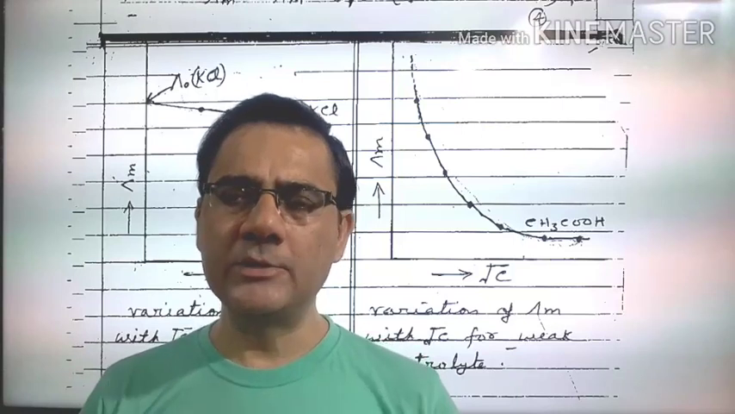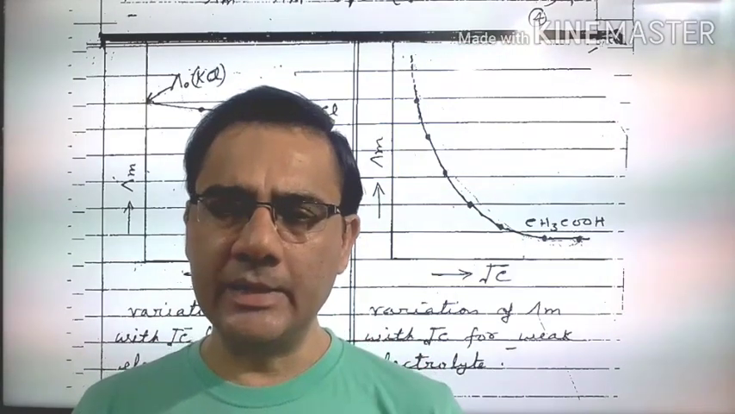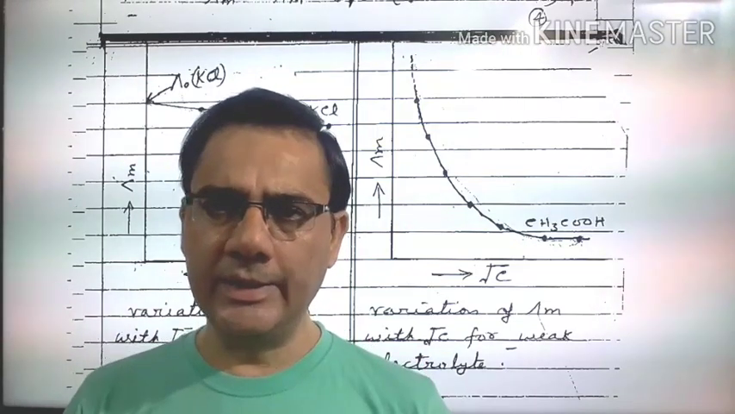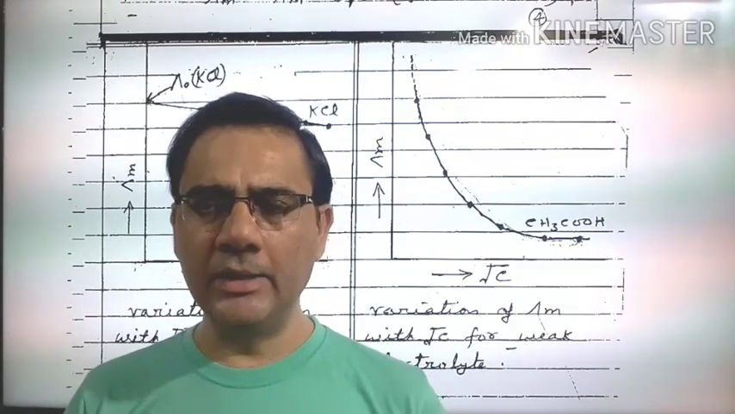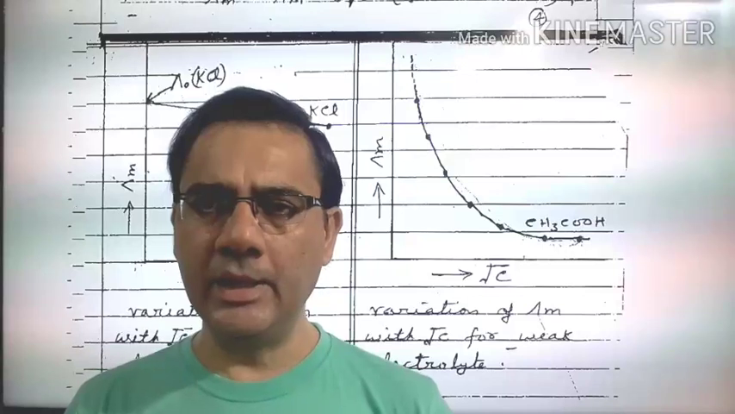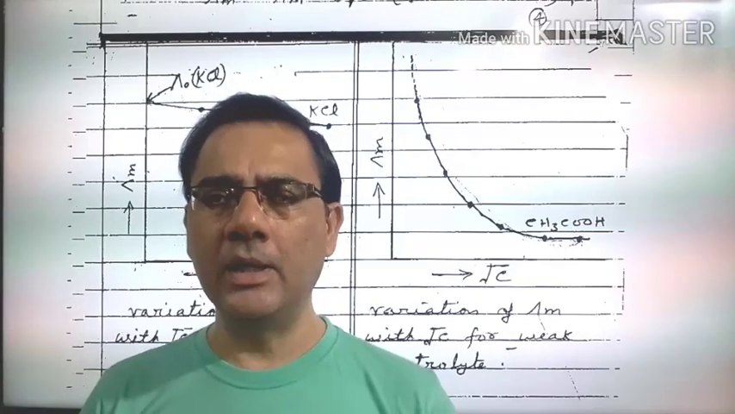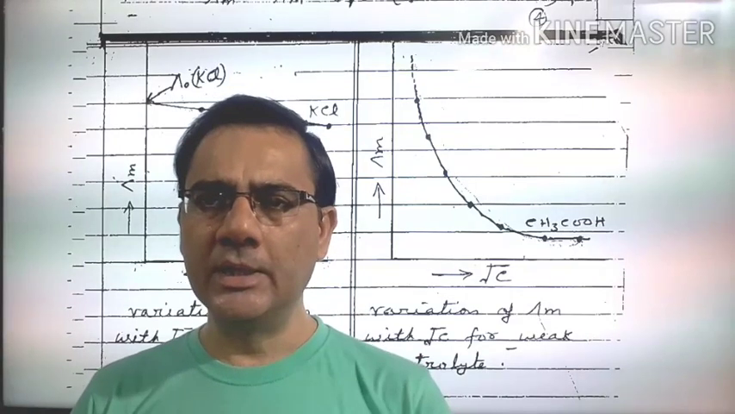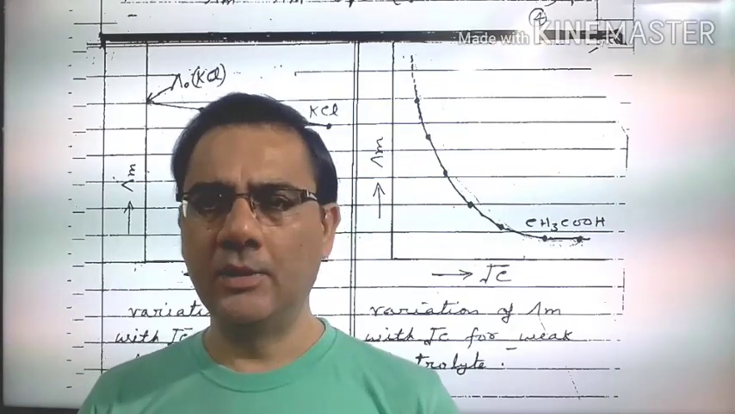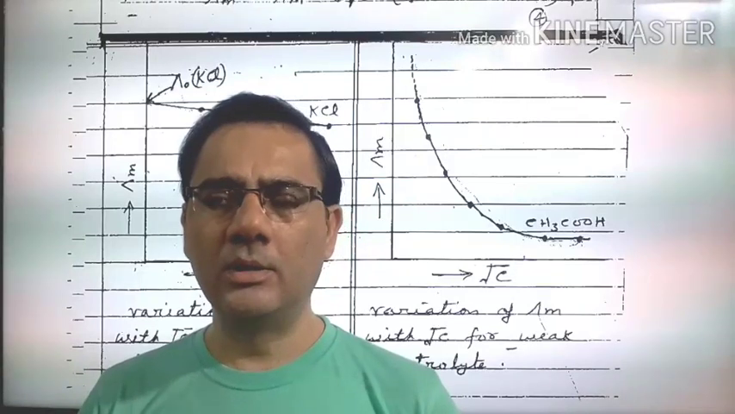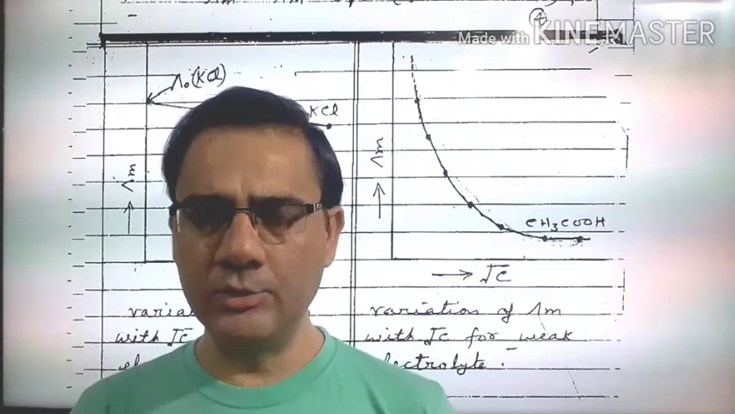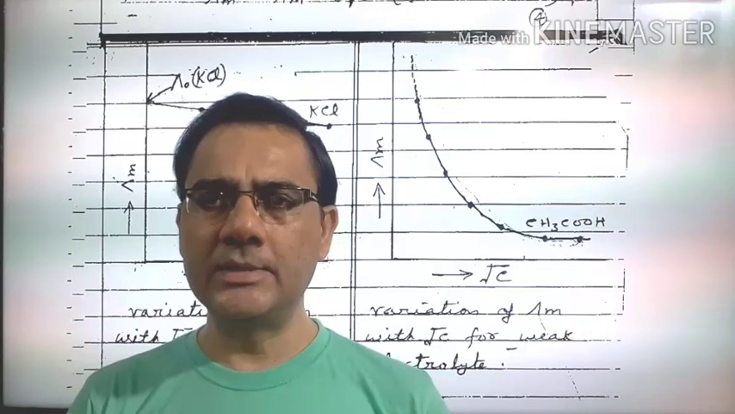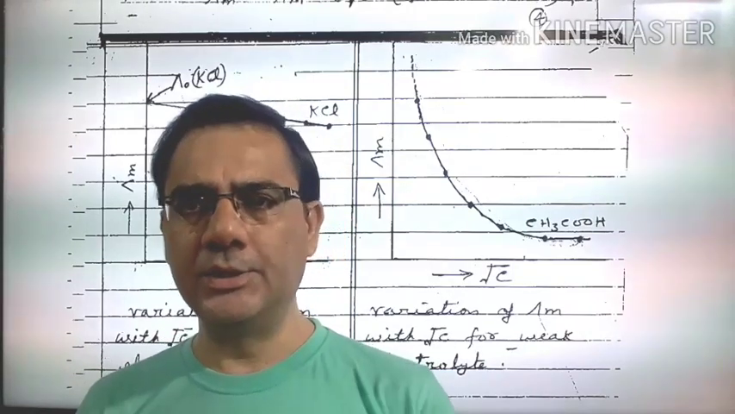So in that I explained that the value of the conductance increases on dilution, the value of the conductivity decreases on dilution, and the value of the molar conductivity and equivalent conductivity also increase on dilution. On dilution means decreasing concentration. When we add more and more solvent or water in the solution, we say that we are diluting the solution, or we can say we are decreasing the concentration.